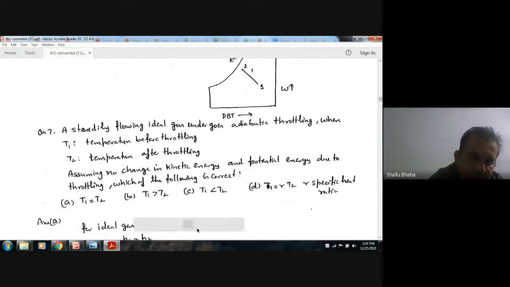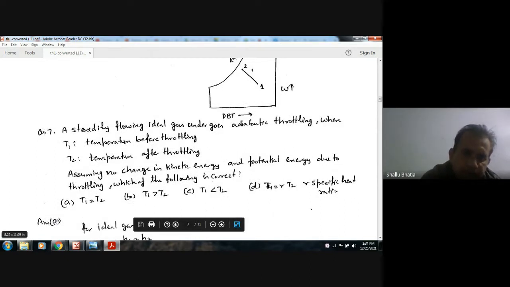Next, a steadily flowing ideal gas undergoes adiabatic throttling, where T1 is the temperature before throttling and T2 is the temperature after throttling, assuming no change in kinetic energy and potential energy. Due to throttling, which of the following is correct?